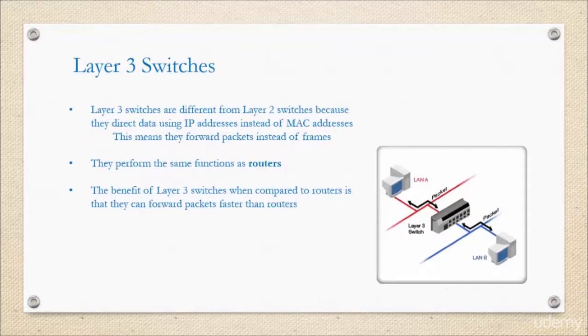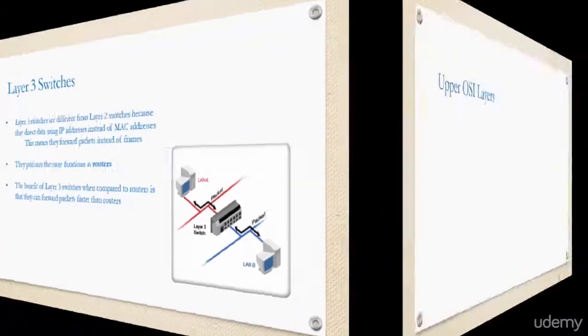Now, layer 3 switches are different from layer 2 switches, because they direct data using an IP address instead of a MAC address, or what we call a physical address, right? So they form packets instead of frames. They can perform all the same functions as routers, but they're not actually routers. The benefit of using layer 3 switches versus a router is that they can forward packets a lot faster than routers.